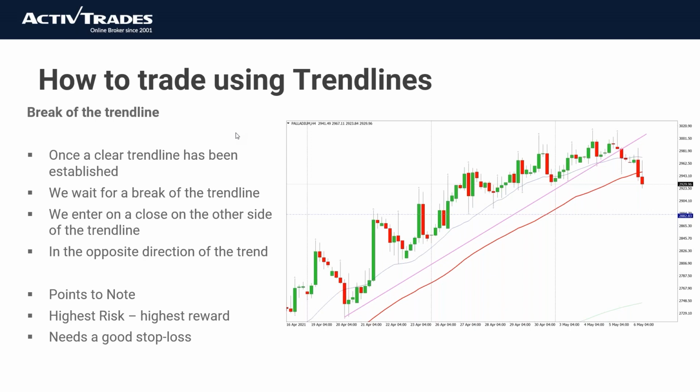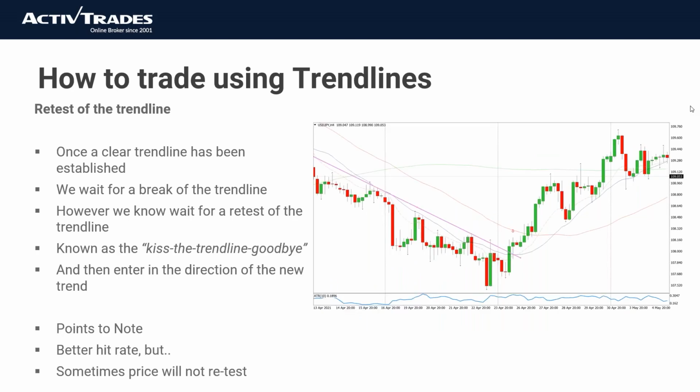So we have a look at the bounce off the trend line, and we've looked at the break of the trend line, and the third way is a retest of the trend line. Once a clear trend line has been established, we wait for a break of the trend line. However, with the break we just looked at, we take a trade in the new direction. But now in this one, we wait for a retest of the trend line. Sometimes you'll hear traders talk about this as kissing the trend line goodbye. And then, and only then, do we enter in the direction of the new trend.